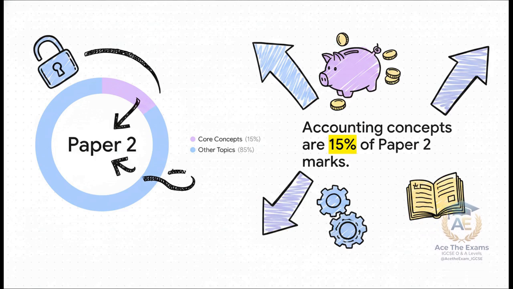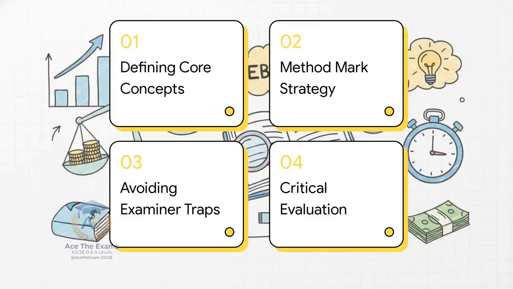Mastering these concepts isn't just about passing some quick multiple-choice question. It's the absolute master key that unlocks your ability to analyze complex data across the entire exam. It's the difference between a passing grade and a top-tier band. So, here is our strategic roadmap for this session. First up, defining core concepts. Second, we're deploying the method mark strategy. Third, avoiding examiner traps. And finally, mastering critical evaluation. We're going to move systematically through each of these to maximize your exam performance.